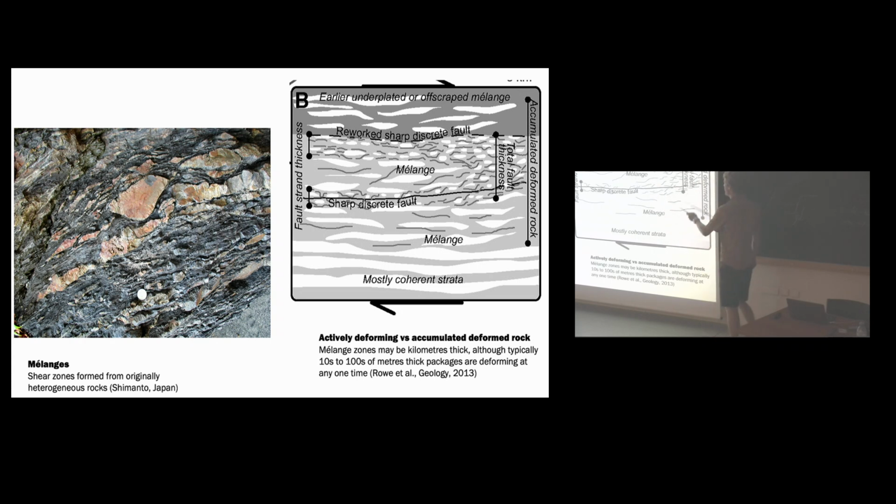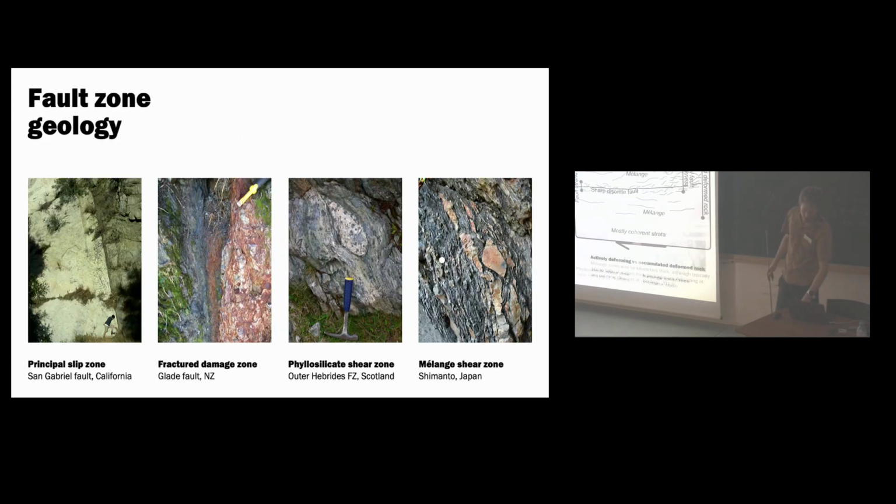But one point is not all of that is active at once. Now, we don't have control on time here, but we kind of know from the structures that we're dealing with packages that are tens to hundreds of meters wide that are active at any one time within this much wider mess. But again, this isn't a punch bowl type localized fault core in a damage zone. It's something that's much more of a wide shear zone with planes, occasional shear planes within it.